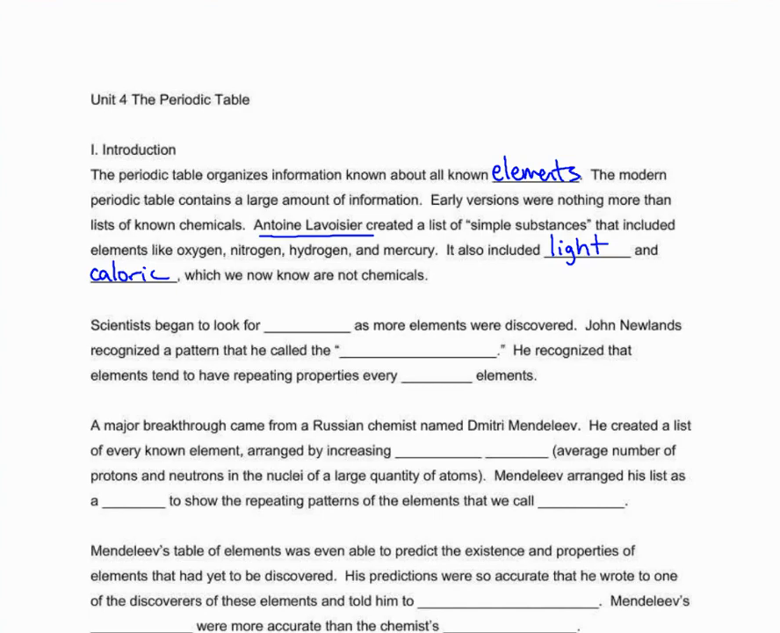So as we start to discover more elements, scientists are looking for patterns. John Newlands is the first that we say recognized a pattern, and he called it the Law of Octaves. He recognized that elements tend to have repeating properties every 8 elements.